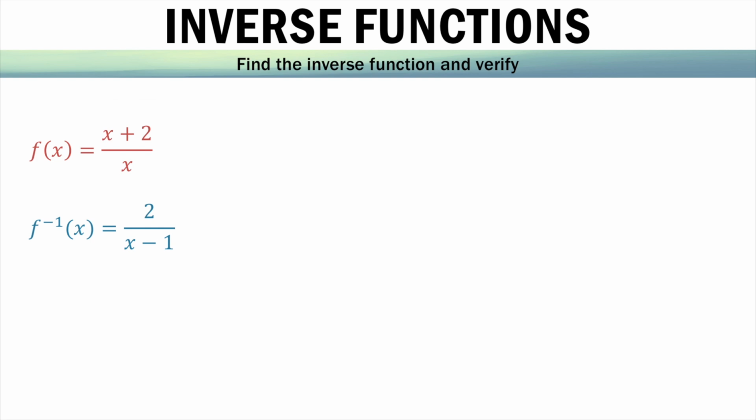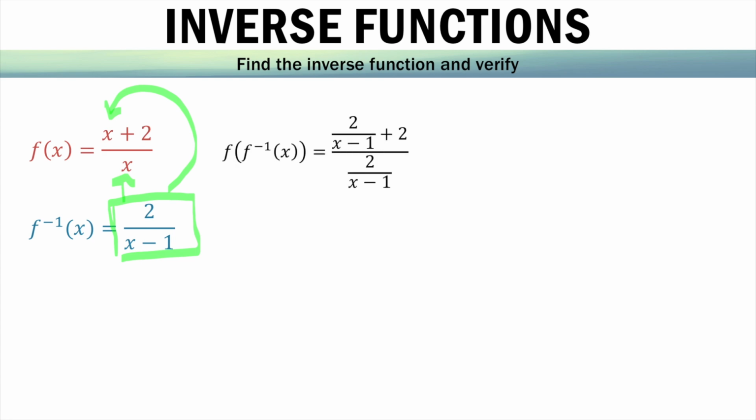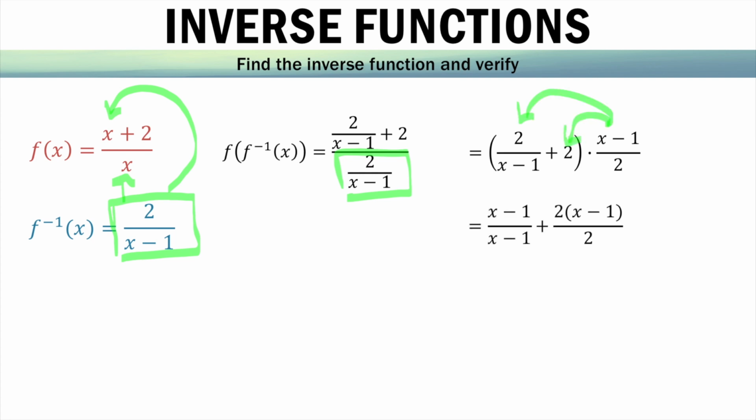Now we can verify that these are indeed inverses of one another by taking our inverse and plugging it into the original function. So this is going to get nasty quick. Okay, so now we've got to simplify this. If we're dividing by a fraction, we can flip and multiply, and then we can distribute that through. This is just a 1, right? And then these 2's cancel out. And you get 1 plus x minus 1, which is just x.